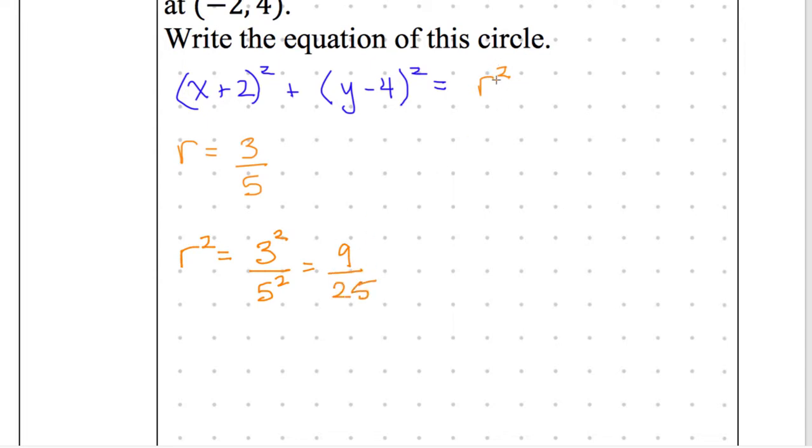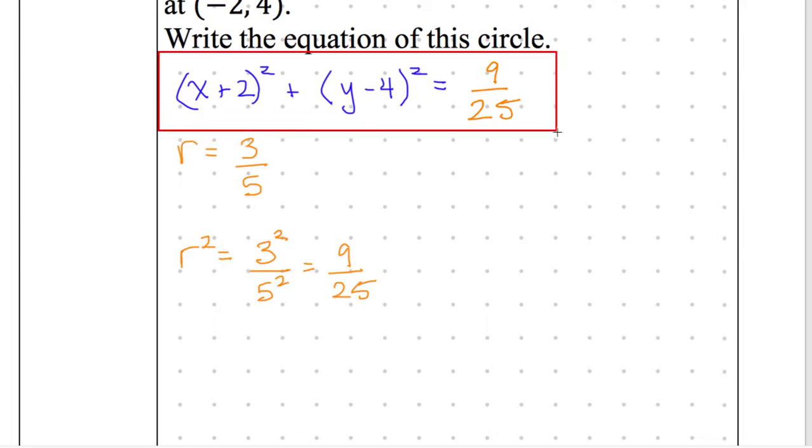The answer is just 9 over 25 here. So I'm going to come back over here, grab this r squared, delete it, and change it out for a 9 over 25. And that is my final answer. Box it. All right. Does anyone have any questions before you write your summaries and then move on to the homework? Anna?